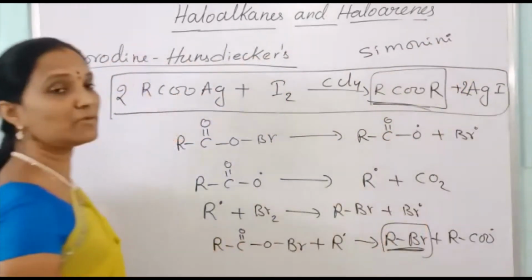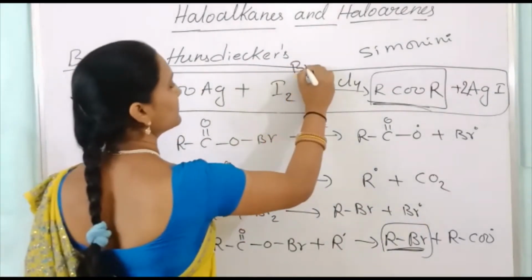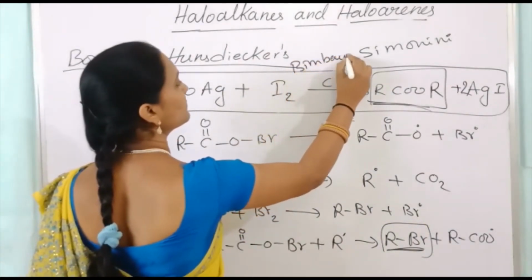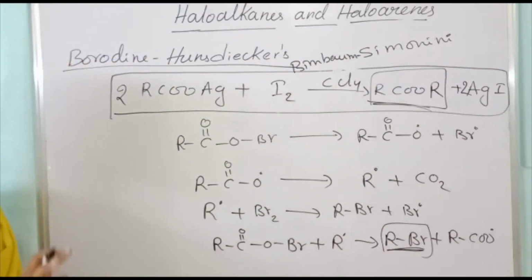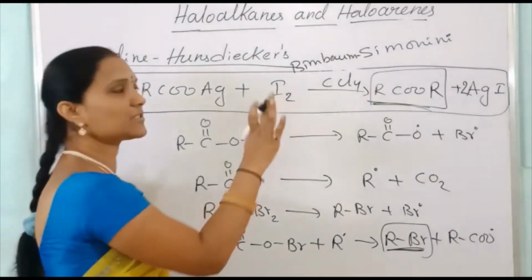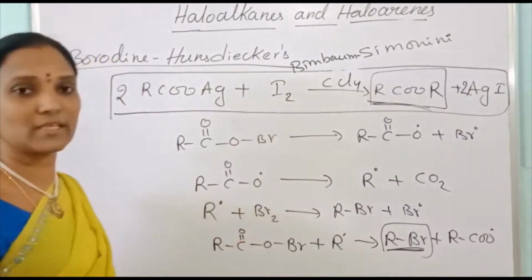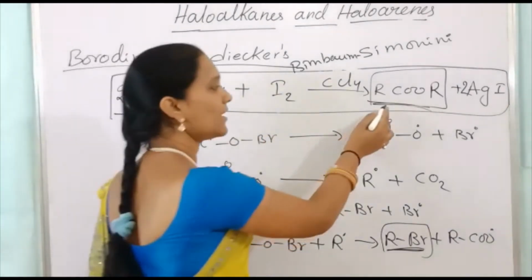Bin-Bond-Simonini reaction. The reaction takes place. It is not the Borodin-Hunsdicker reaction; the reaction name is different. There is a Bin-Bond-Simonini reaction, and the product obtained is an ester.